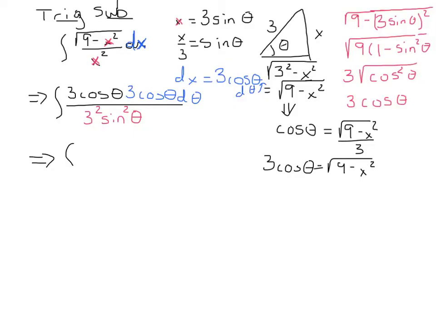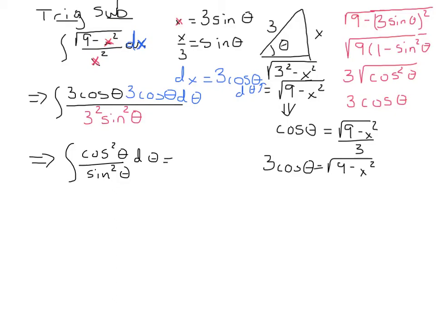So now I've got the integral of, let's see, those 3's all cancel out, and I've got cosine squared divided by sine squared. Because the cosine is squared in the numerator, now I'm looking at this as a completely different integral. Because it's squared, I can't do a u substitution with it. I've got to try something else.